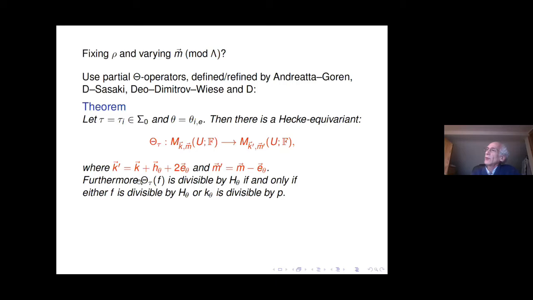The image of F under the theta operator is divisible by a partial Hasse invariant if and only if either the original F is or the weight is divisible by p. So this is a generalization of a phenomenon mentioned in the classical setting and generalized to the unramified case by Andreatta and Goren. This applies in the ramified case as well. So I just put this on the archive.